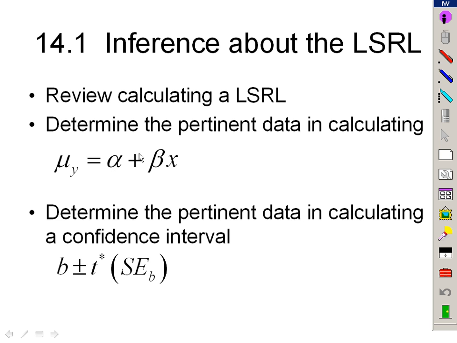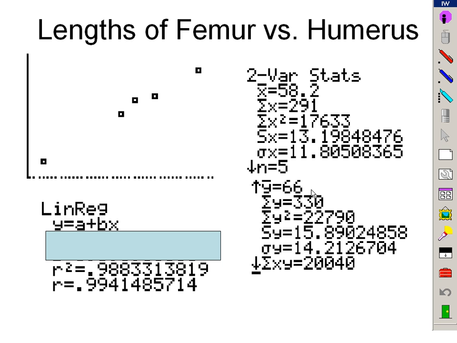Here's what I want you to understand. This inference about the least squared regression line is going to take one regression line and compare it against all possible regression lines. And in addition, we'll talk about how we can calculate a confidence interval that will help us see. We're going to conduct a confidence interval about a slope, about how accurate is our slope. So that's where we're going to start.